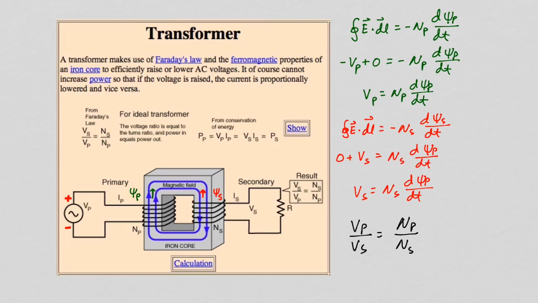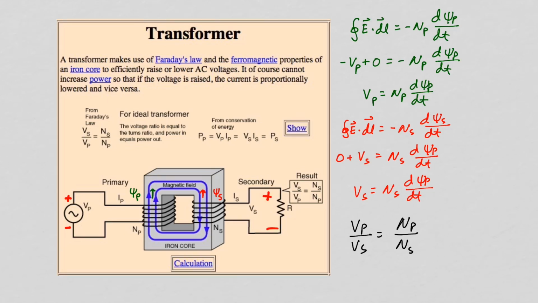Assume very high conductivity for the wire making up the primary, so the integral of E dot dl through the wires will be negligible. So the integral of E dot dl on the primary will just be minus V sub p. So V sub p is equal to the number of turns in the primary times the change in magnetic flux with respect to time in the primary.